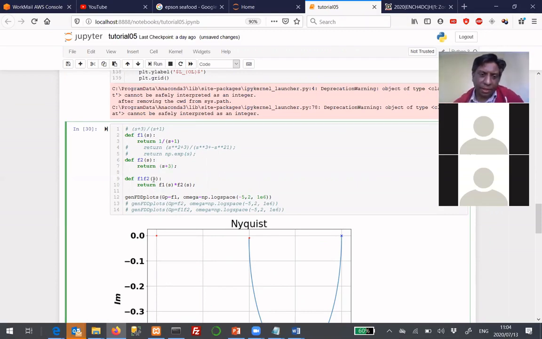And down here, I've got f1 times f2. So that's just the product of these two. And you can see the product of these two is s plus 3 over s plus 1. And so we are going to plot out all these functions: f1, f2, and f1 f2.